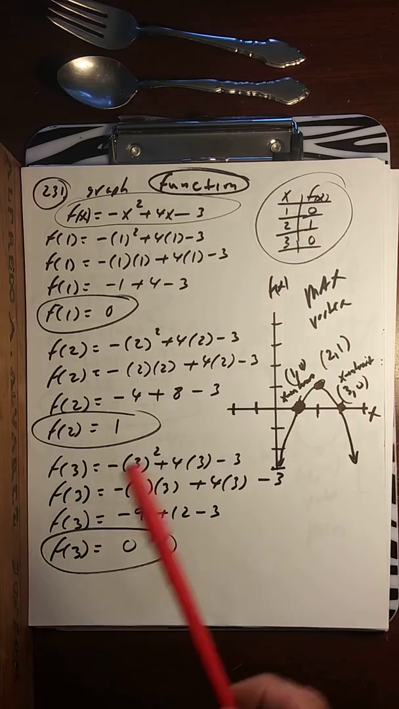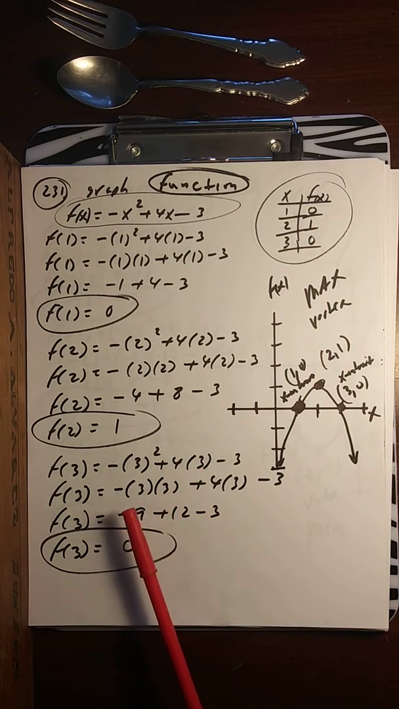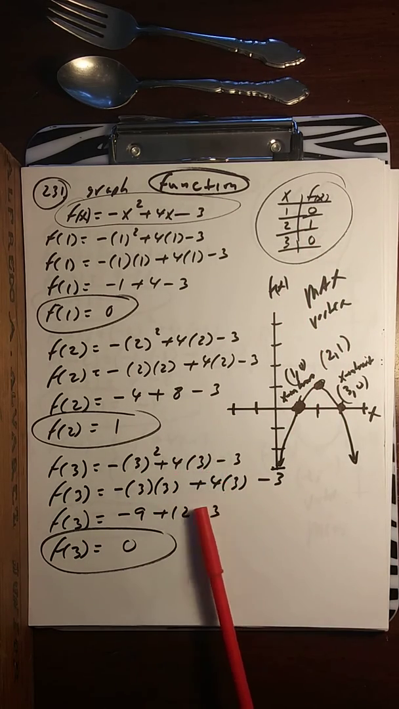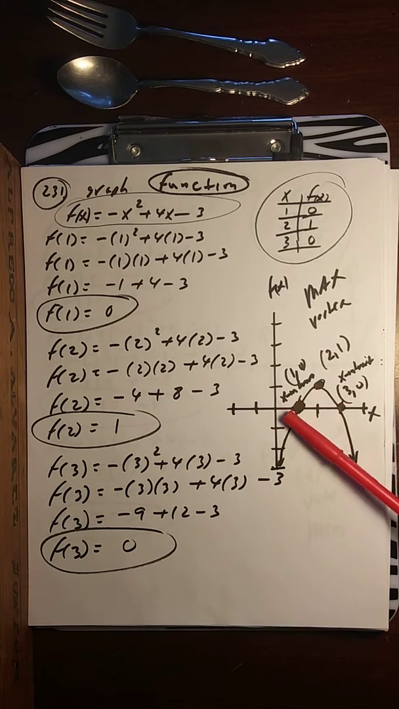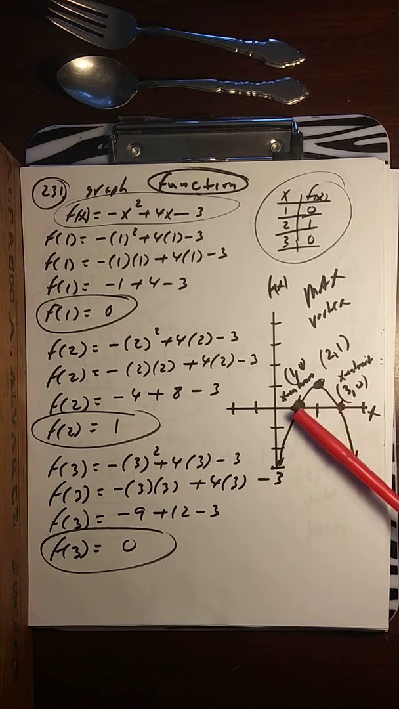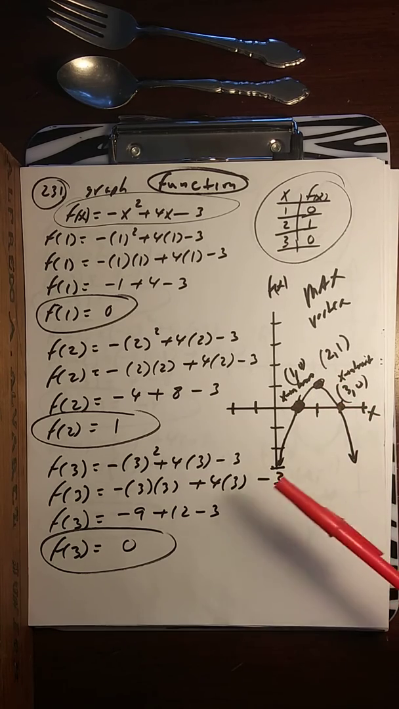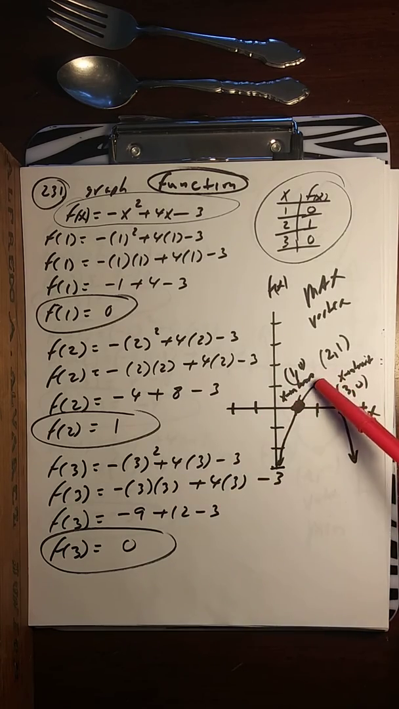Put this 3 in there. 3 times 3 is 9. Negative 9 plus 12 minus 3 is going to give you 0. So we have 1, 0; 2, 1; 3, 0. So again, this is a max. This is a high point right at the vertex.